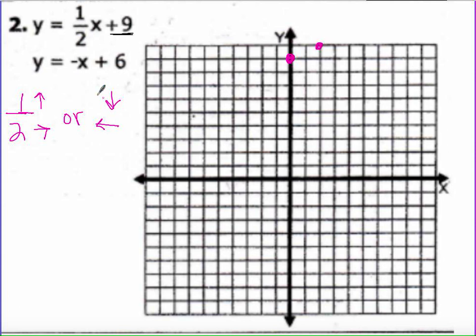I need to do that reverse option. Down 1 and back 2, down 1 and back 2. Just keep doing it as many times as I can. There's my first line.